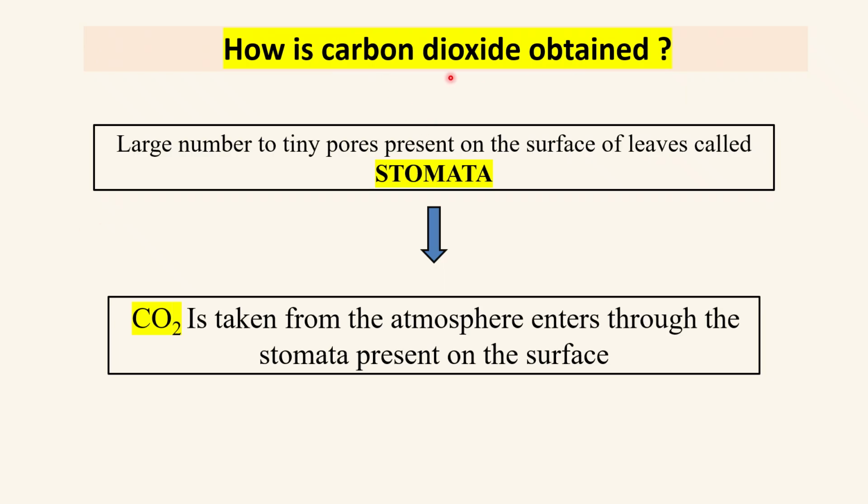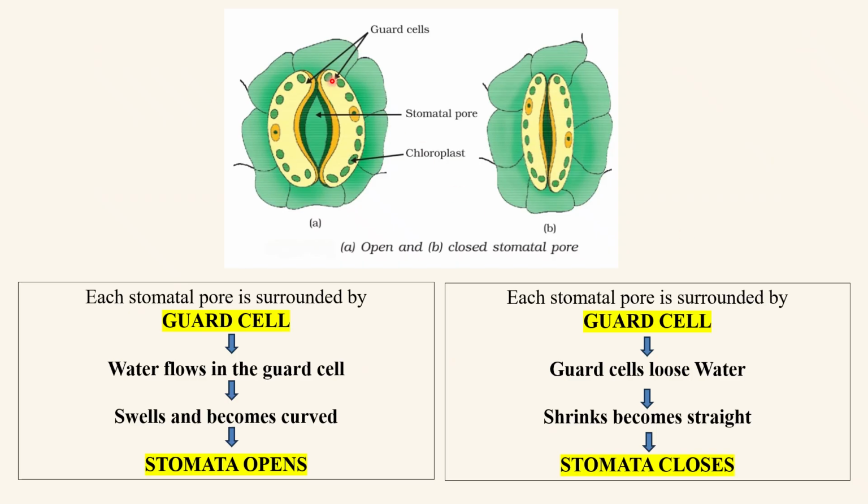How is carbon dioxide obtained? A large number of tiny pores are present on the surface of leaves, which are called stomata. And carbon dioxide is taken from the atmosphere and enters through these stomata which are present on the surface. So this is the diagram of a stomata, that is, this is a stomatal pore and these are guard cells. So this is an open stomata and this is the closed stomata.